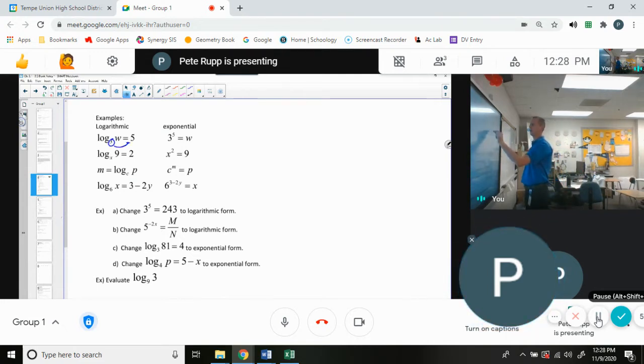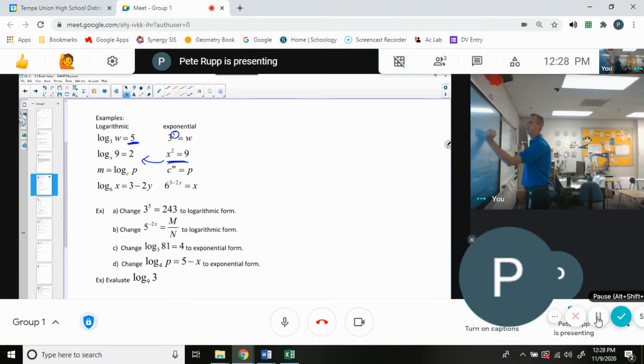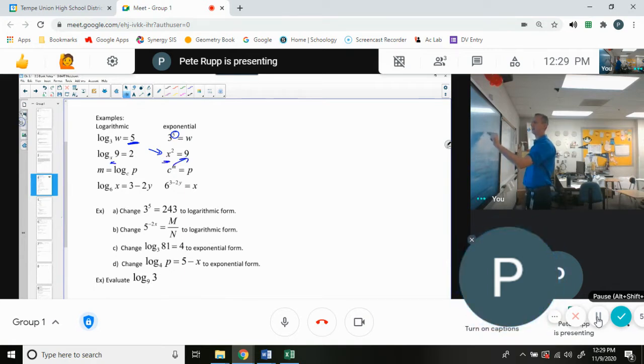3 raised to the 5th power equals W, and that's what's written here. And if I have this one, it's definitely much more difficult to go backwards. Here's the way I think about it: it always equals the power. Notice that the power is here and the power is all alone. So in this case, if I say this expression, x squared, x is what's called the base. That helps me remember that it's going to be log base x of 9 equals the power.